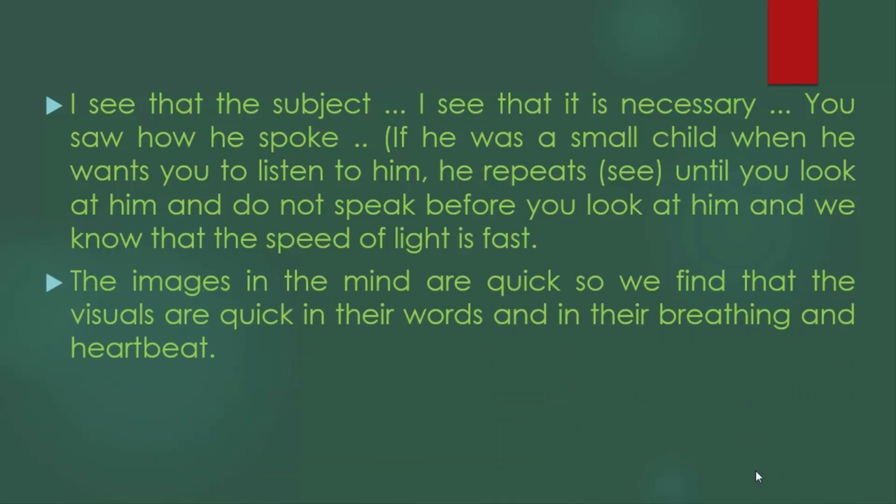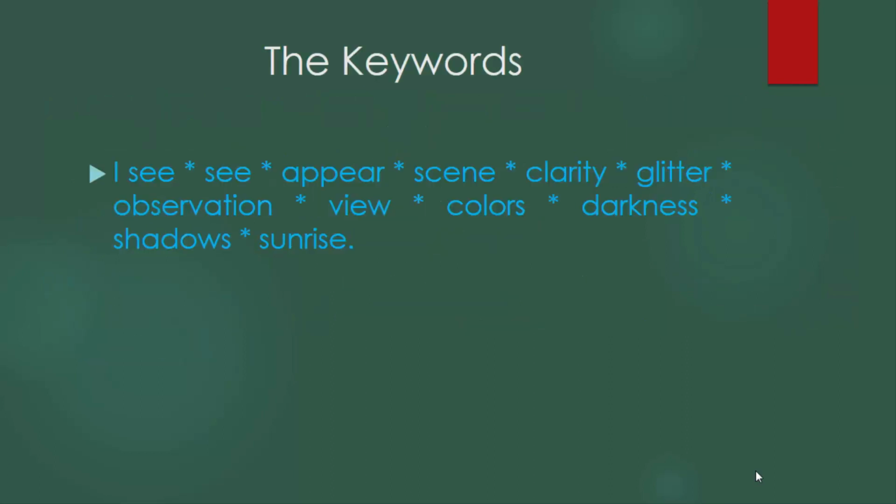So the images in the mind are quick. So we find that the visuals are quick in their words. They speak very fast, and in their breathing and heartbeat, they are very fast. They breathe very fast. I see, appear, seen, clarity, glitter, observation, view, colors, darkness, shadows, sunrise. They always focus on the vision or the image.